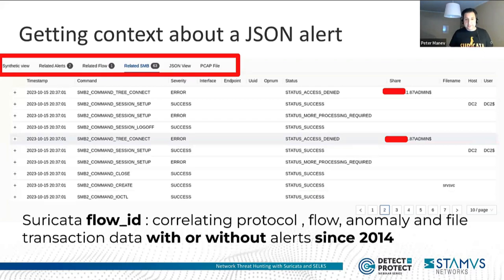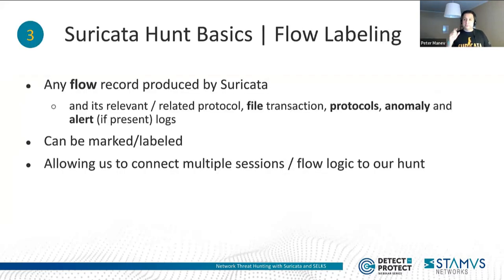So basically, yeah, the flow ID will correlate all that protocol, flow, anomaly, and file transaction data with or without alert since 2014. Now, another point.